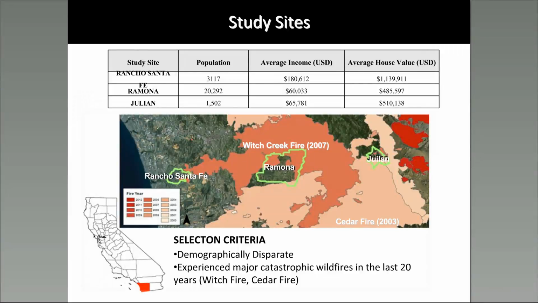So for this study, our study sites were Rancho Santa Fe, Ramona, and Julian in San Diego County. Rancho Santa Fe represents an upper-income wildland-urban interface community. Ramona represents a larger community, and Julian a smaller, more rural community. So we chose these sites as they differ in community type, vegetation type, and structure type, but they've also all experienced large catastrophic wildfires. As you can see in this image, Rancho Santa Fe, Ramona, and Julian all experienced the Witch Fire, and Ramona and Julian both experienced the Cedar Fire in 2003.